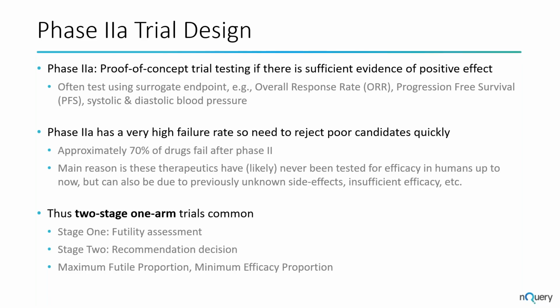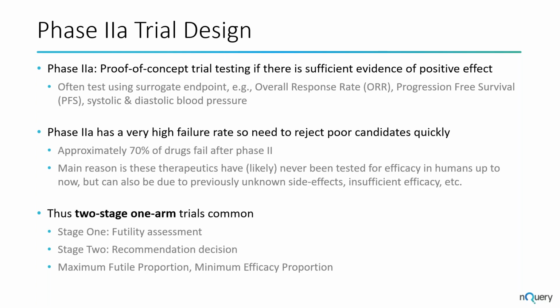So now we can take a look at section 2 of the webinar, which is on phase 2a designs. As we spoke about already, phase 2a is the proof of concept trial, testing for sufficient evidence of a positive clinical effect. Again, most of the time this is done using surrogate endpoints like PFS or overall survival rate. And another example is systolic and diastolic blood pressure as surrogates for major cardiovascular events.